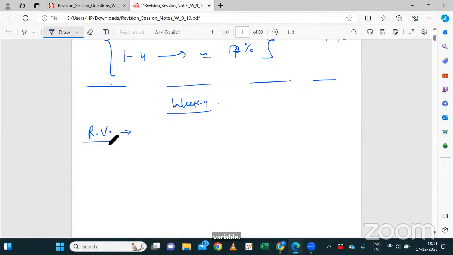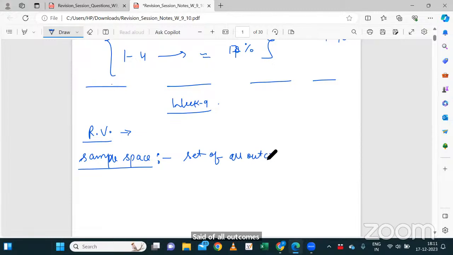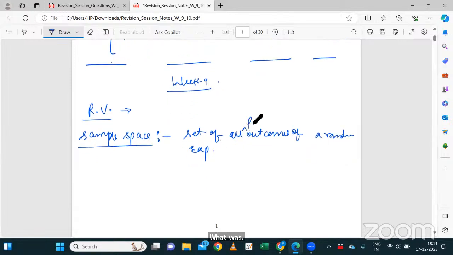Before moving to random variables, can you tell me what the sample space is? Set of all possible outcomes of a random experiment, right? This is the sample space.